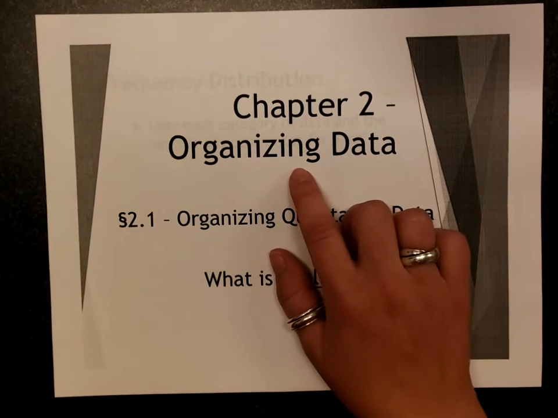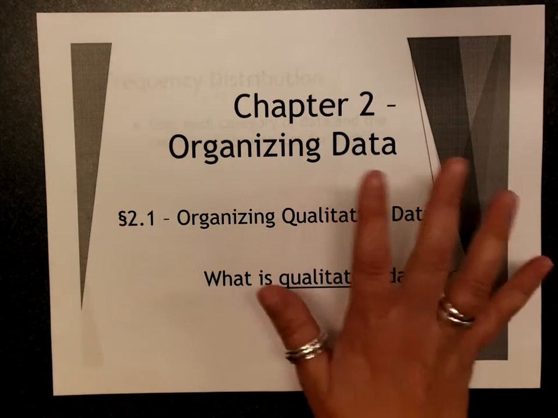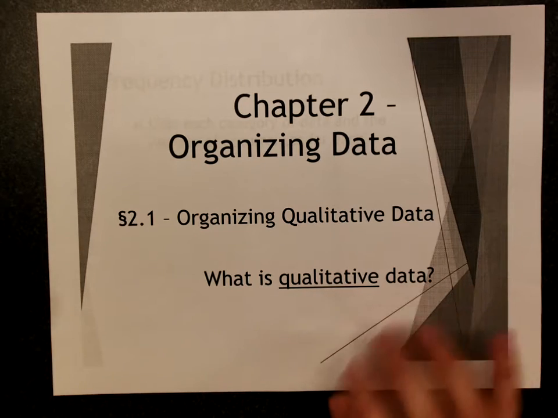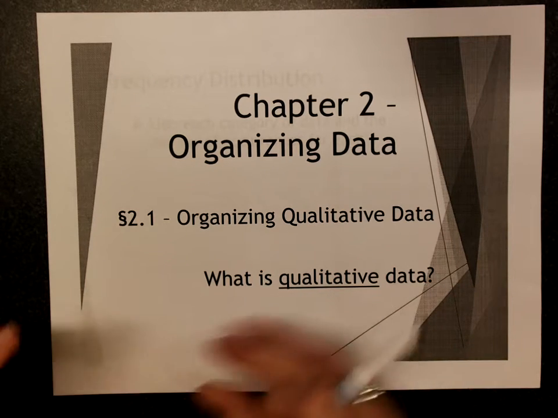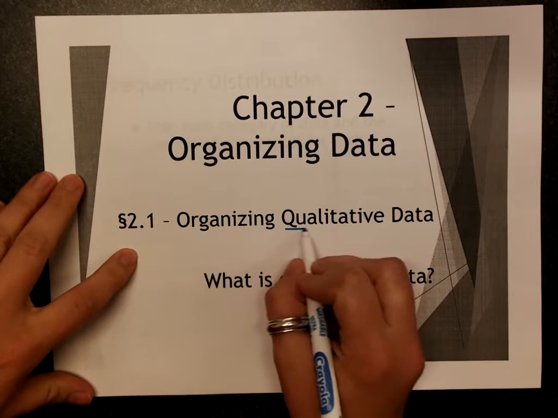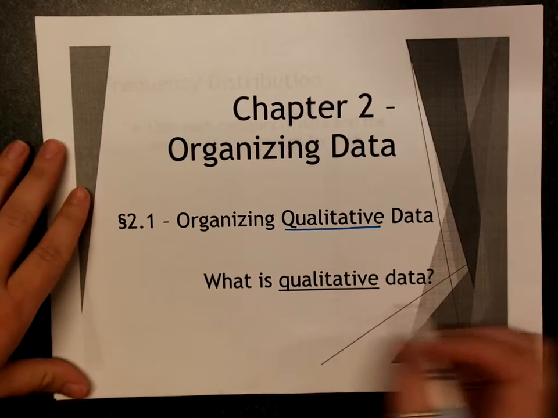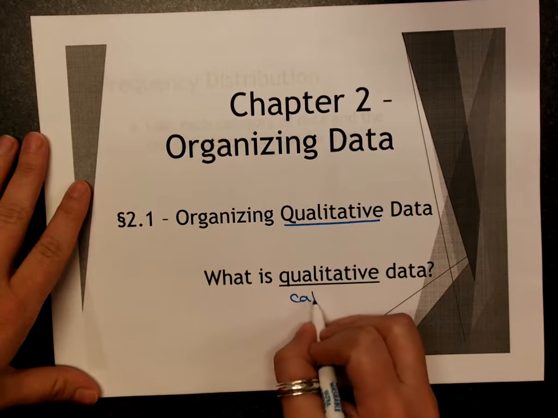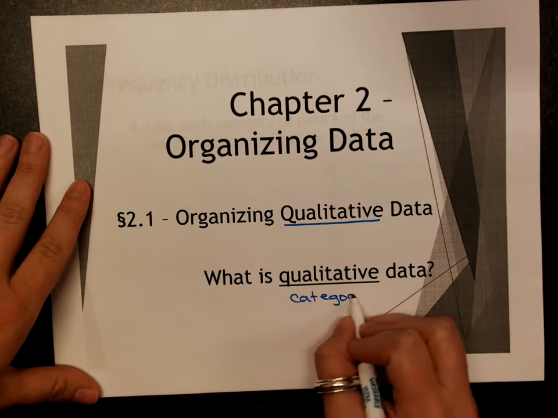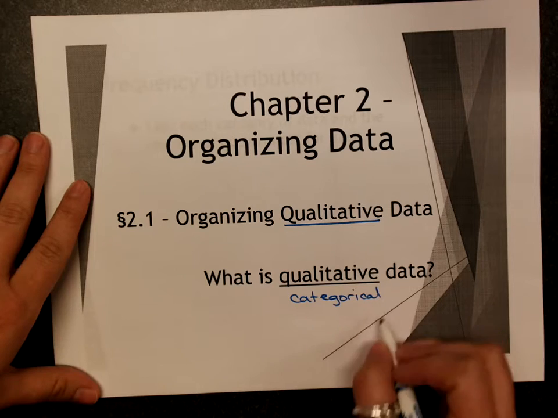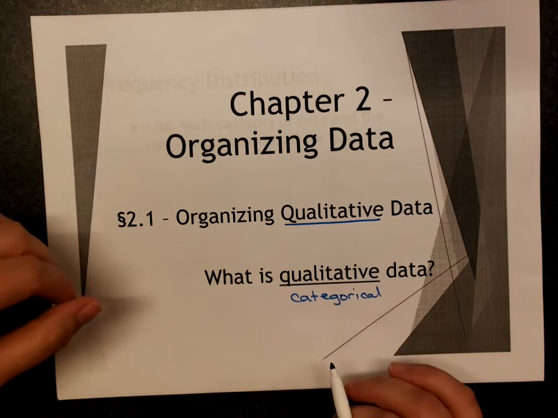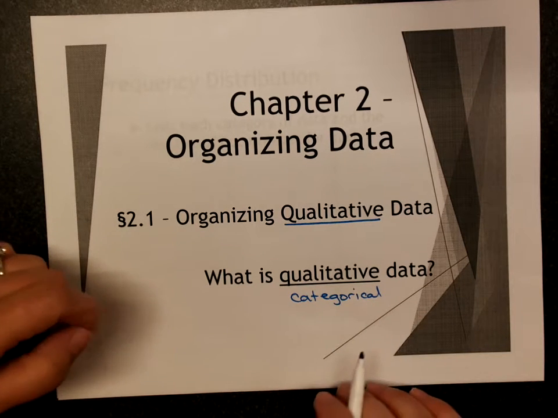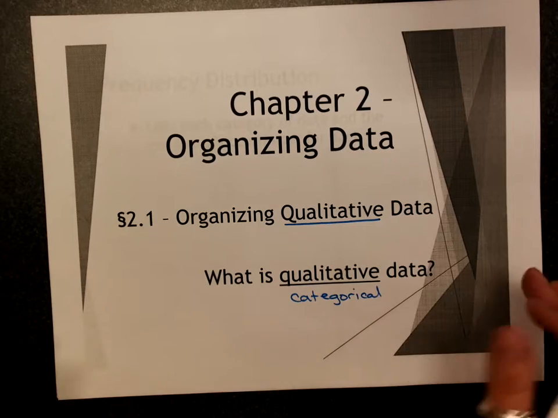Chapter 2 is about organizing data, so we're going to learn several different ways to organize different types of data. The first section, section 2.1, is about organizing qualitative data. If you think back, what is qualitative data? It is our categorical data, non-numeric, sorting into different categories. So our categorical data is what we're going to discuss, how to organize that first.